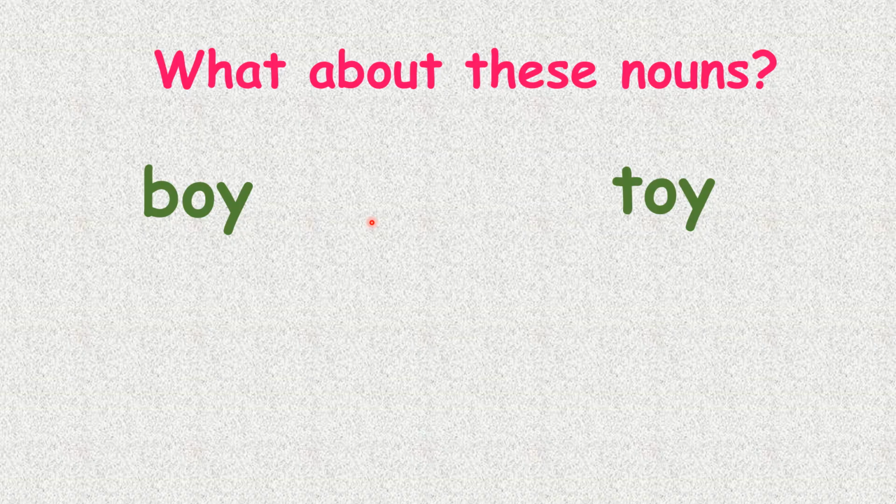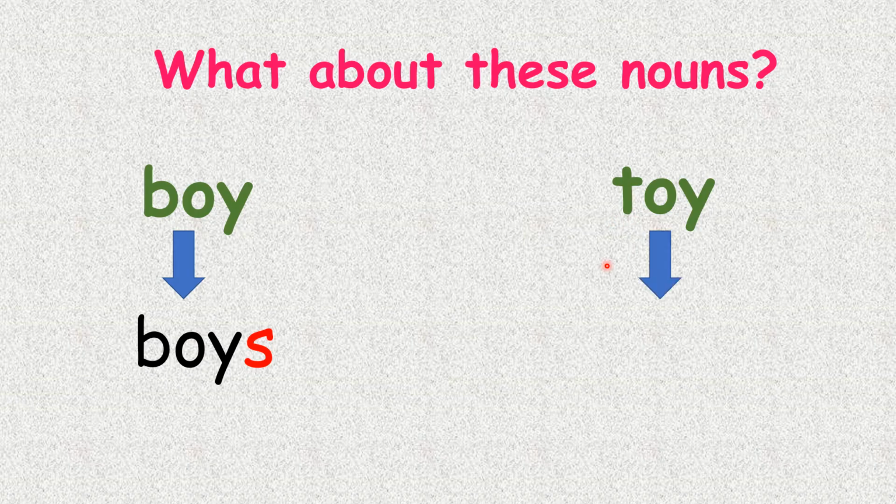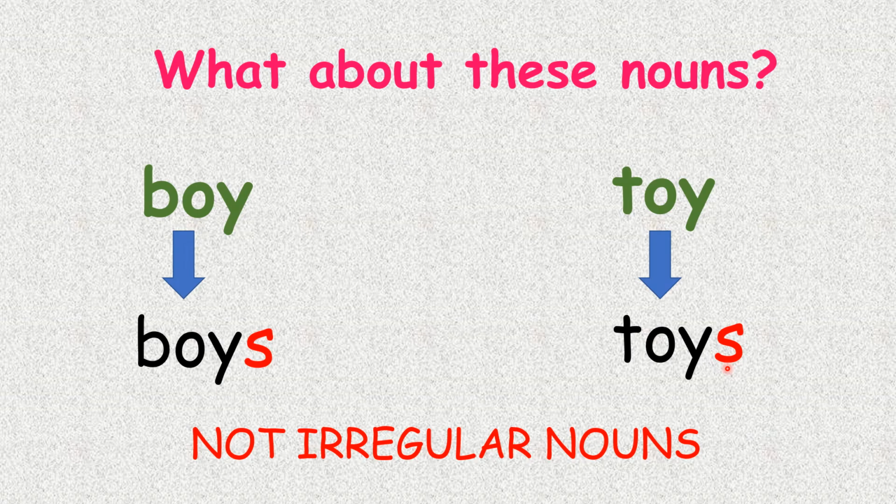Alright, now let's have a look. The singular boy, when made into plural, will become the word boys. Boys. All you need to do is to add the letter S at the end of the word. The same thing goes for the word toy. Toy. When made into plural, it becomes the word toys. Toys. Just add the letter S at the end of the word to make it plural. Why? These two words are not irregular nouns.